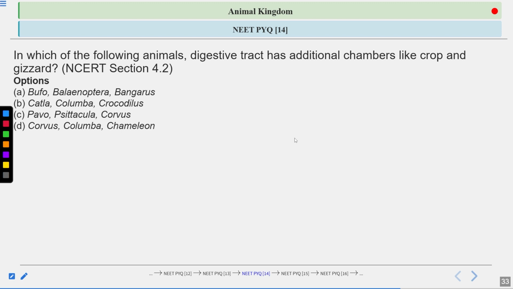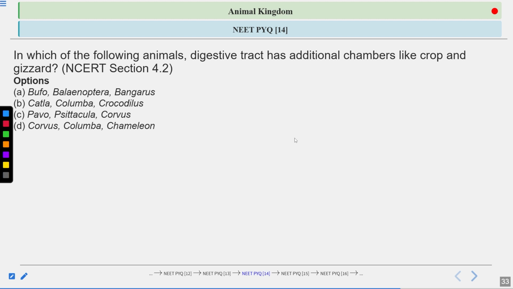Next question is here. In which of the following animals does the digestive tract have additional chambers like crop and gizzard? This question is coming from the NCERT section 4.2. Crop and gizzard. So you have to select the group of members that show this crop and gizzard.